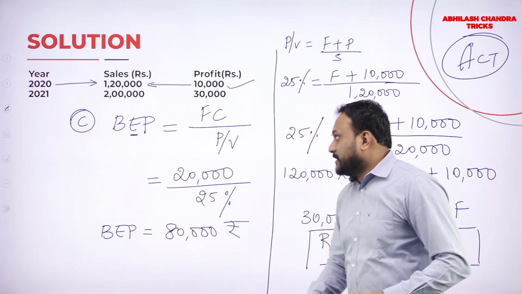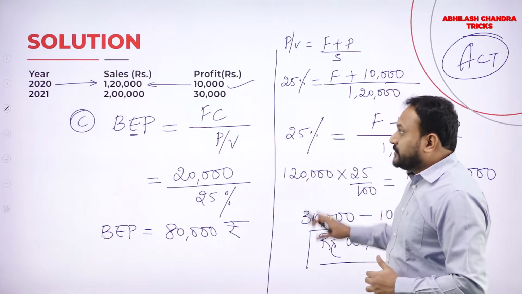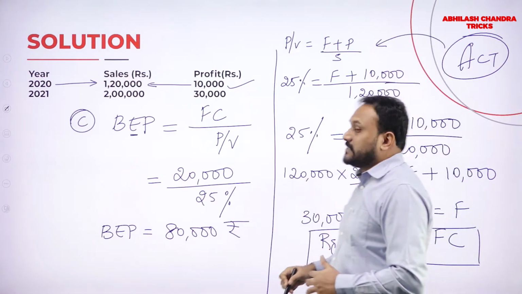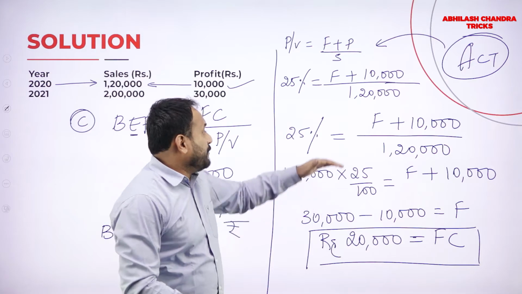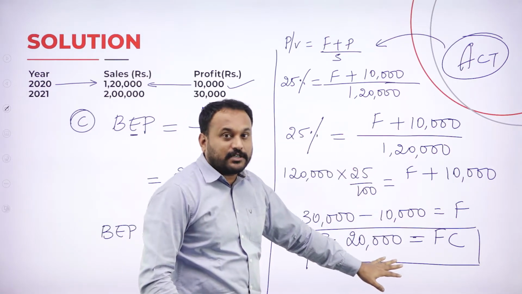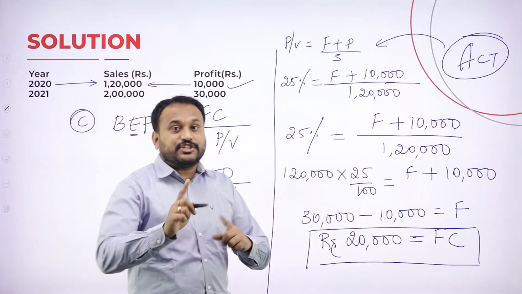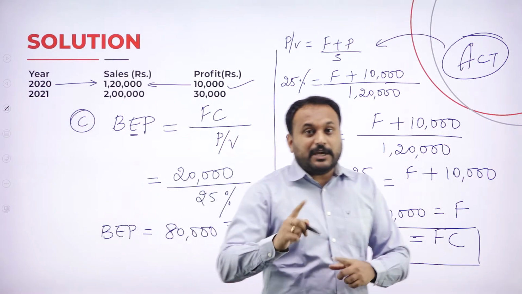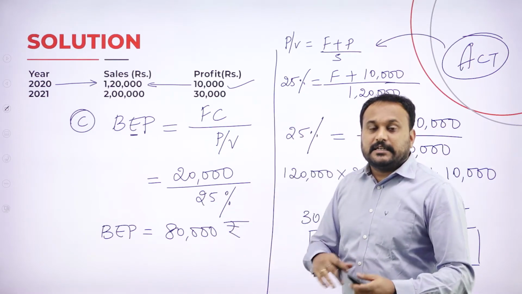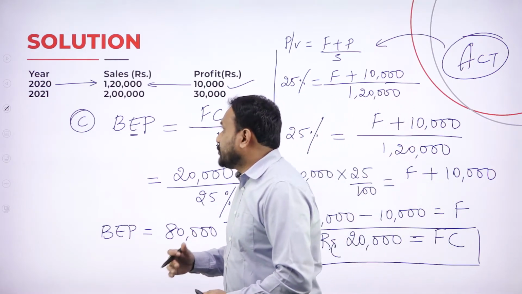Now here, to find fixed cost, I used this ACT, F plus P divided by S. Later I went with the step marks, the cross multiplication, all those things, and I got my fixed cost. Fixed cost will never change. PV will never change in this question because there is nothing like alteration. Let's go with the next question.